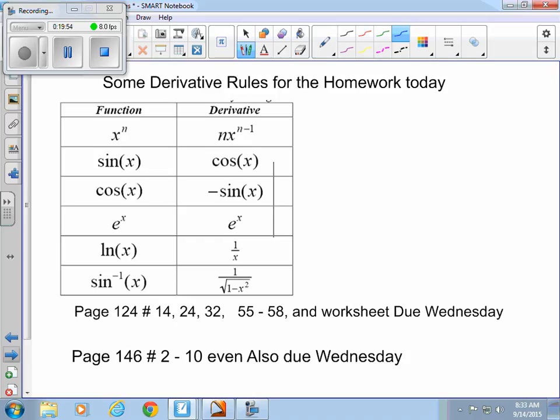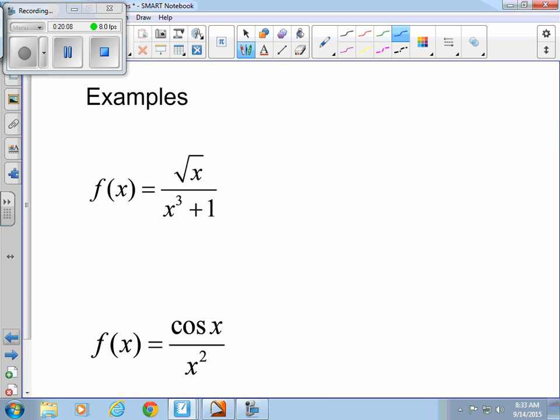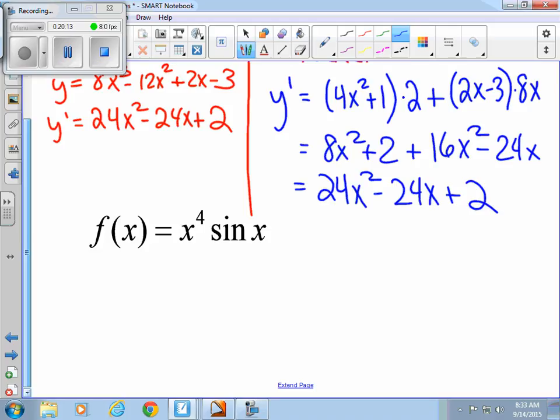You can if you want to. Those are your homeworks that are coming up. I'll pull it back up in a minute. Those same rules that I just gave you are what you will need to know for your homework. Don't worry, I will show you where they come from. So let's look at this one right here. X to the 4th times sine of x. Is that a product? And make sure you figure that out before you start.